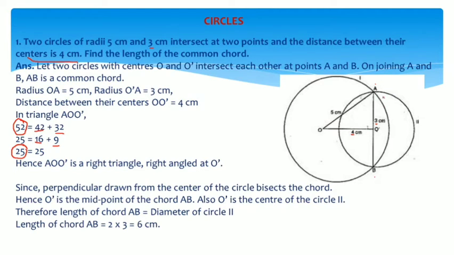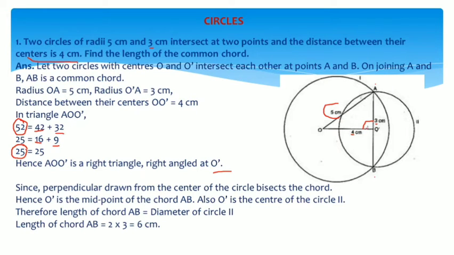So this is a right angle triangle, and which will be the 90-degree angle? The angle opposite to the largest side. The largest side is 5, so the angle opposite to it is this one. So this angle will be 90 degrees, a right angle at O dash. Now by this discussion we have obtained that OO dash is making an angle of 90 degrees with AB.